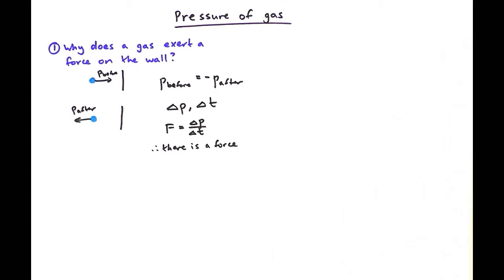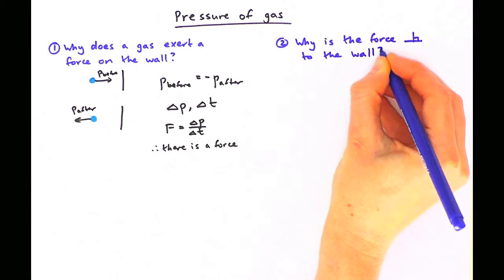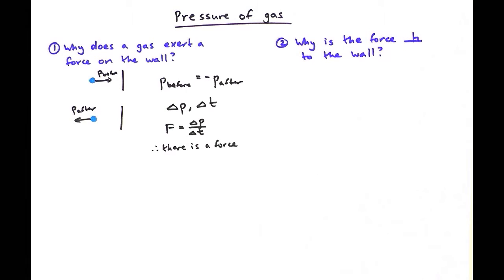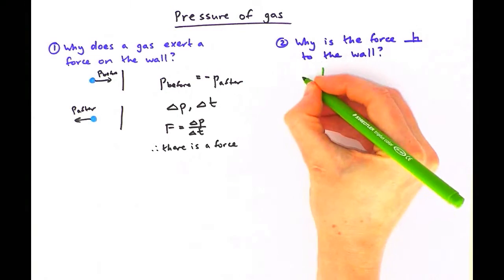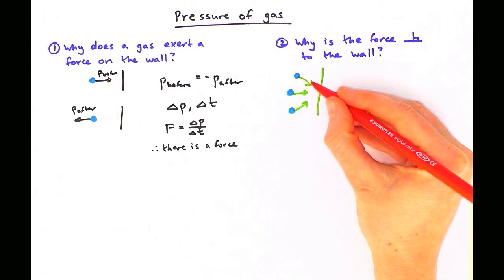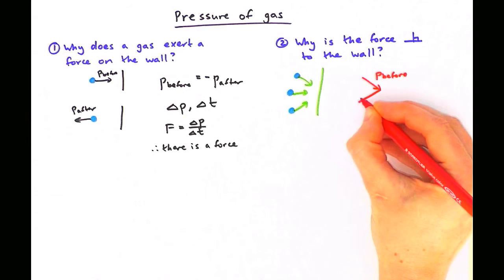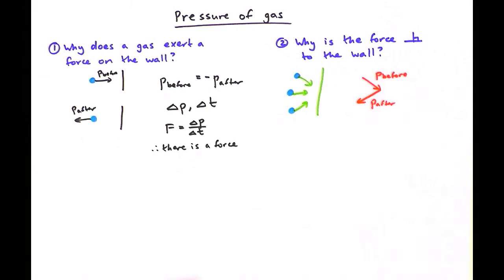But then the second question was, why is the force perpendicular to the wall? Why isn't it in all different directions? So if we have a few particles, they're going to be moving towards the wall in various directions. So let's zoom in on just one of these, the one that's moving diagonally down. So here's its momentum before it hits the wall, and here's its momentum after it's hit the wall.